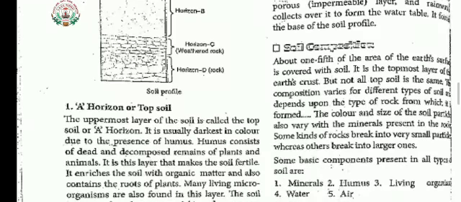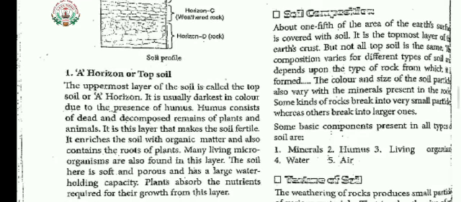Let us see about horizon A. Horizon A is also called the topsoil and it is the uppermost layer of soil. It is usually dark in color due to the presence of humus. Now, what is humus? Humus is the dead remains of plants and animals. It is the layer that makes the soil fertile.